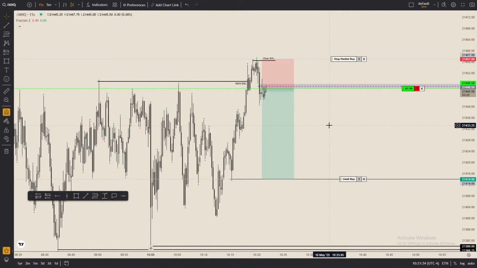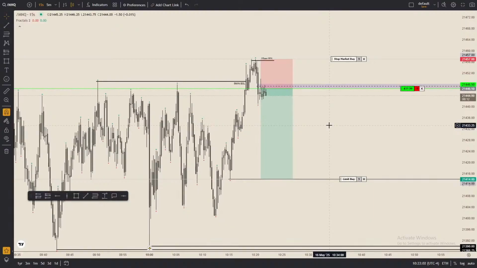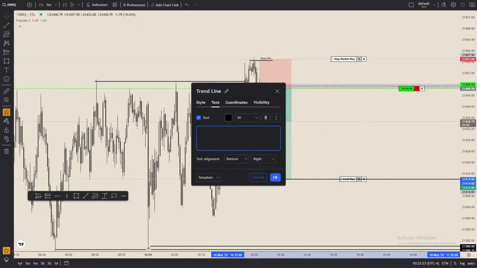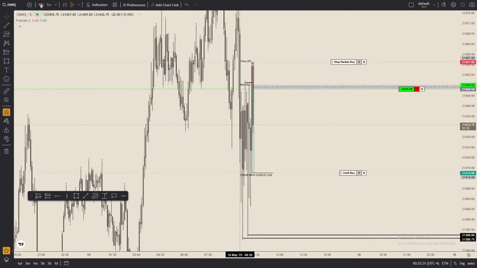Here in a second, I'm pretty sure I do zoom out and take a look at why my target is there. And see, we get a really nice push to the downside. At this point, I'm feeling pretty good about the trade. It's always good to see an instant move away from your entry in the right direction.